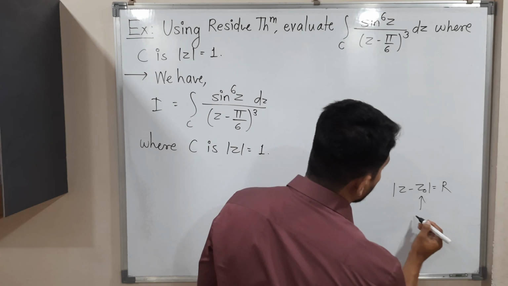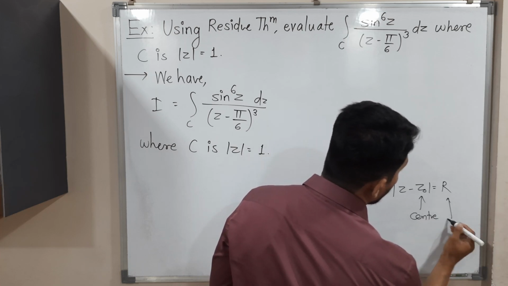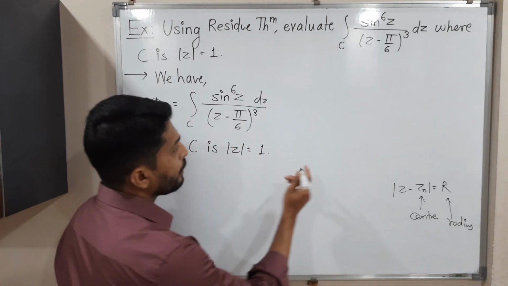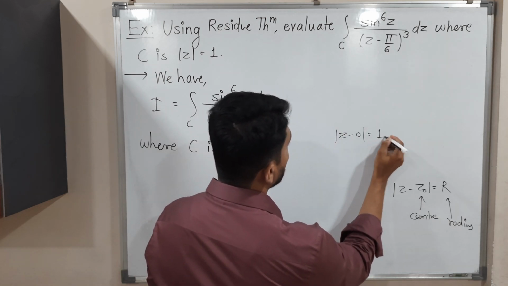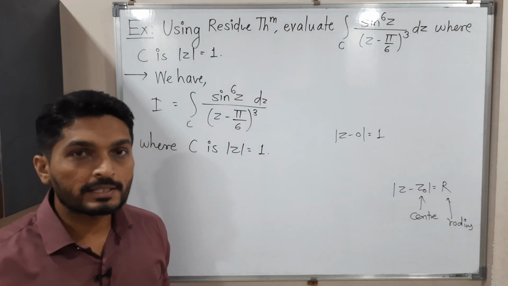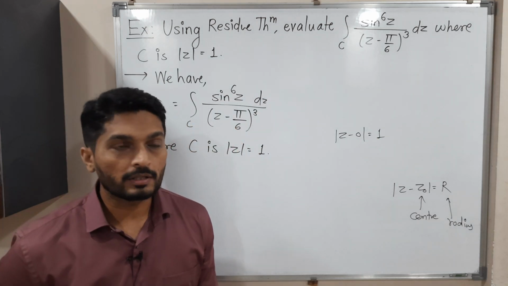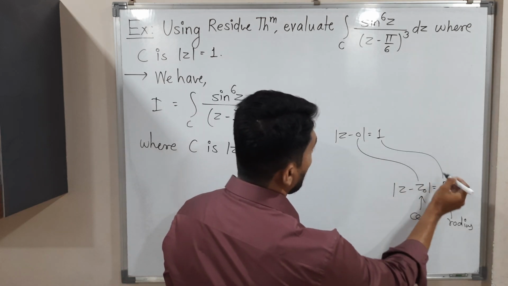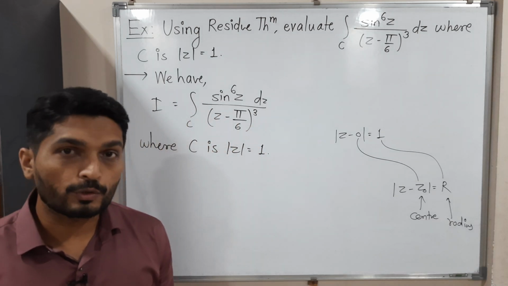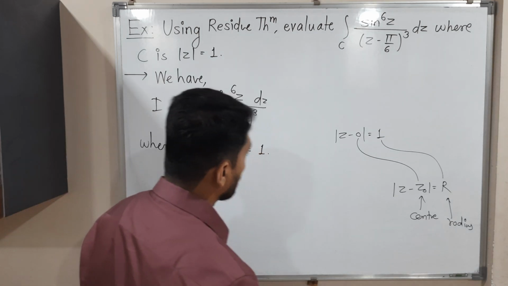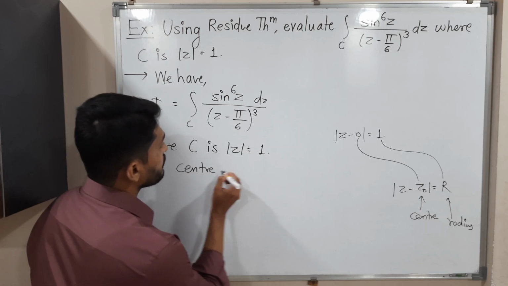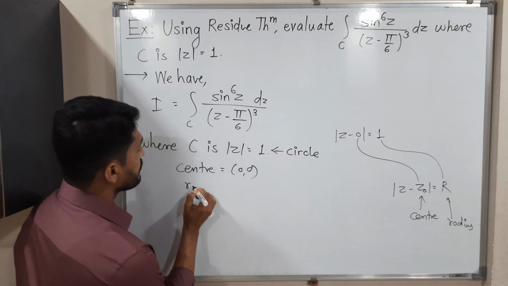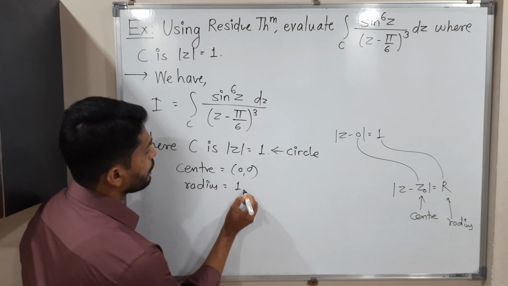Here center is z naught, radius is r. See, in the given equation of the circle, we have simply mod z. That means it is actually in this form. Z minus 0 is z itself, so that's why they have given z only. So if you compare, you can easily see our z naught is 0 and our r is 1. That means center is 0, 0 and radius is 1. So it is a circle with center 0, 0 and radius is 1.